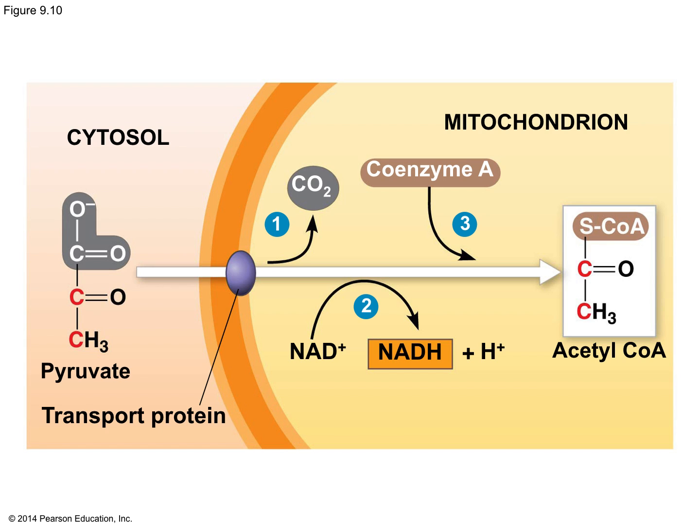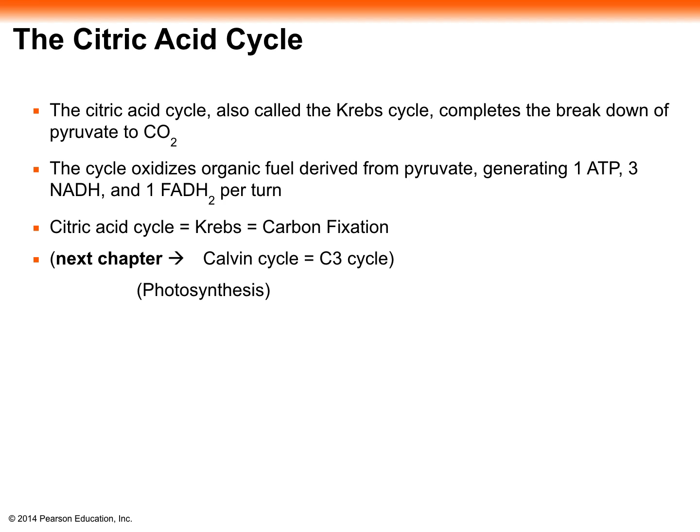And of course, in order to do that, what enters is coenzyme A. The citric acid cycle, also called the Krebs cycle, completes the breakdown of pyruvate to CO2. The cycle oxidizes organic fuel derived from pyruvate, generating 1 ATP, 3 NADH, and 1 FADH2 per turn. This is the citric acid cycle.